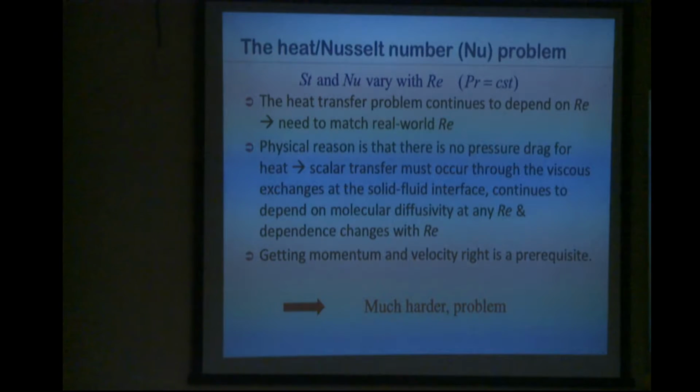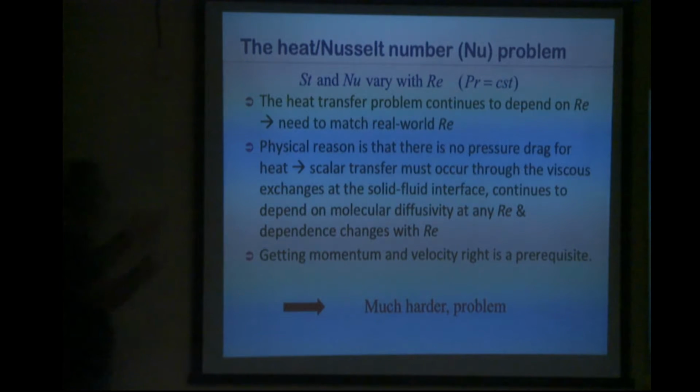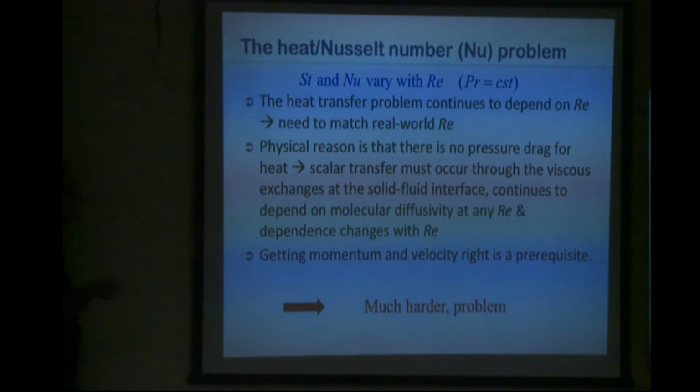And that means if you want to measure heat transfer from a real building or from a city, you need to match the real world Reynolds number. So you cannot do a wind tunnel experiment or a direct numerical simulation and translate it to the real world. The physical reason is that there's no pressure drag, and scalar transfer must occur through viscous exchanges. If viscosity is important, the Reynolds number is always important. And again, the dependence on molecular diffusivity becomes important.